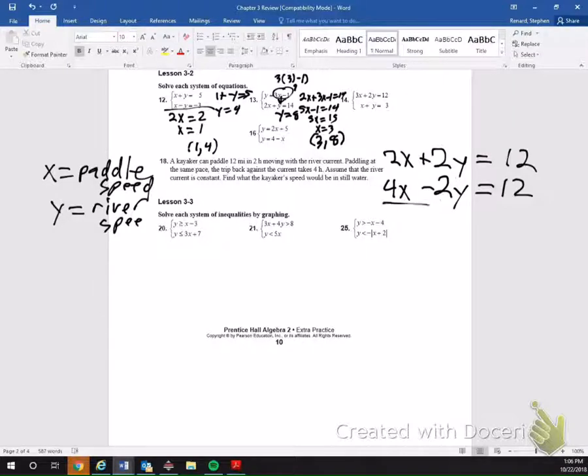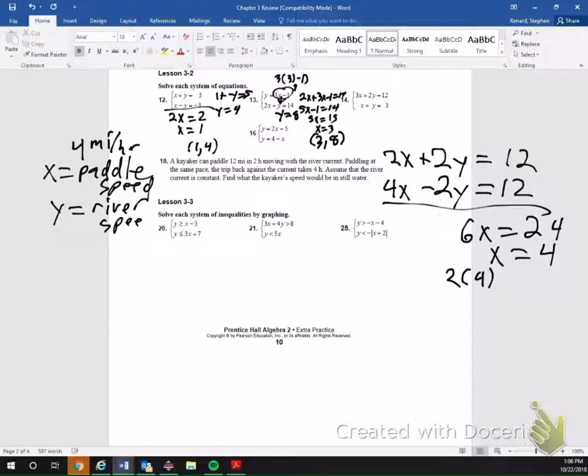Now, right away, I see that those y's are going to cancel out if I add these two equations together. So that's what I'm going to do. I'm going to go 6x equals 24, or x equals 4. So my paddle speed is now 4 miles per hour. Then I can just plug that 4 back into either one, and I should get the same thing. So if I plug into the top one, I'm going to get 2 times 4 plus 2y equals 12. That gives me 8 plus 2y equals 12. 2y equals 4, or y equals 2.